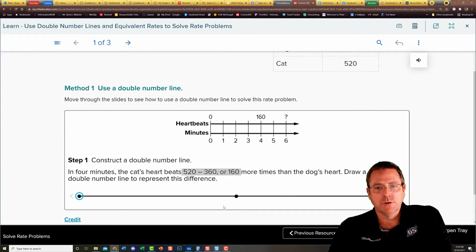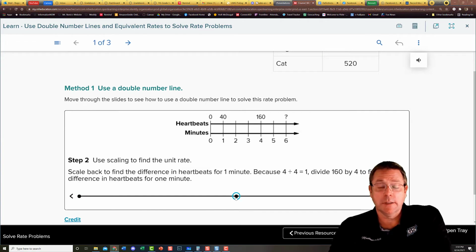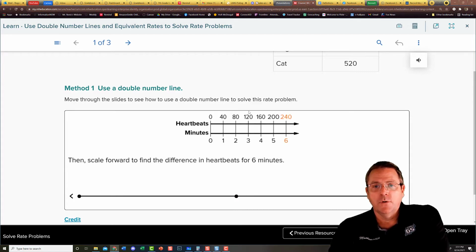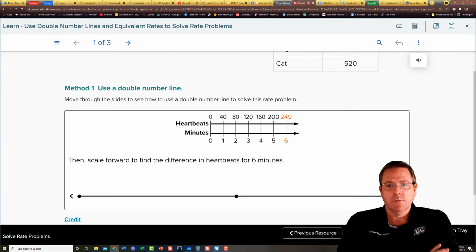So, moving to the next slide, we can see that if we were to divide 160 by 4, that means 1 minute would be 40 beats. Continue filling out the line from there, and as you do, you'd have 80, 120, 200, and the final goal at 6 minutes would be 240 more beats for the cat than for the dog.